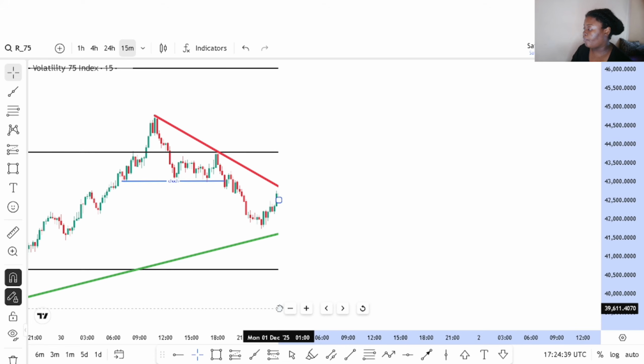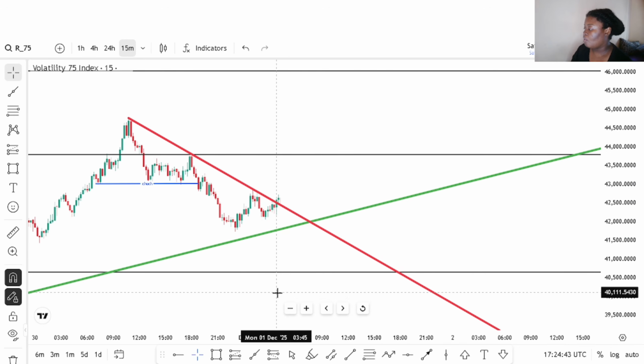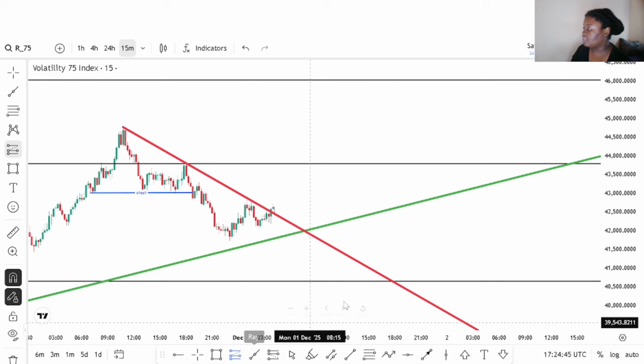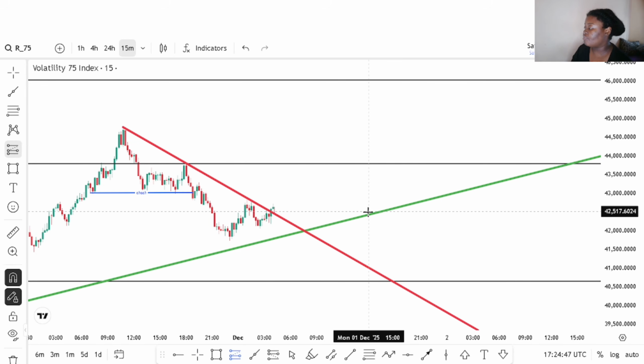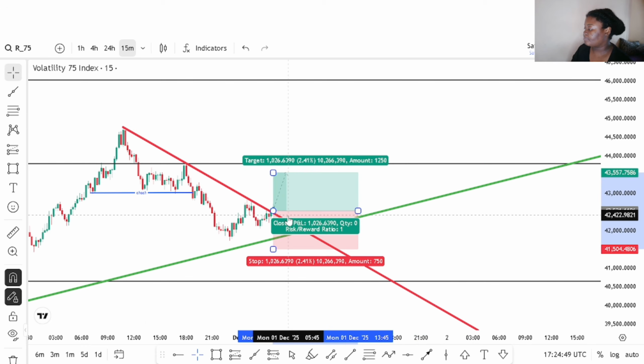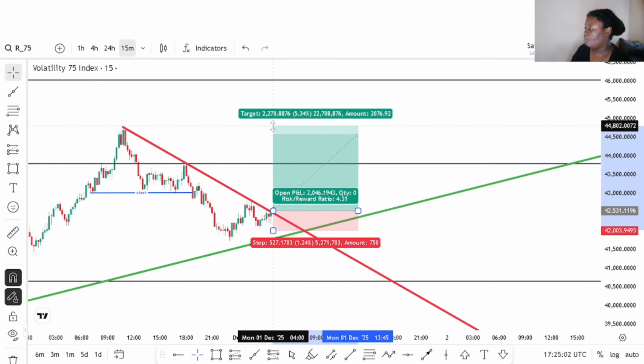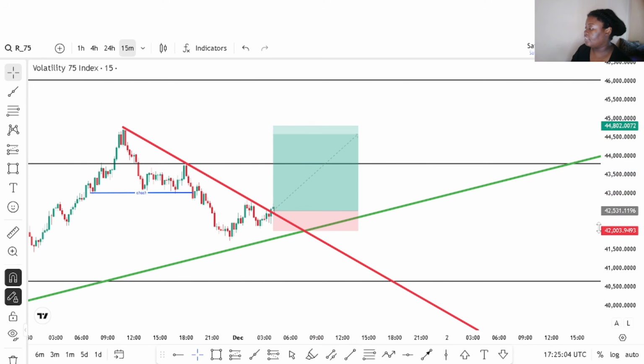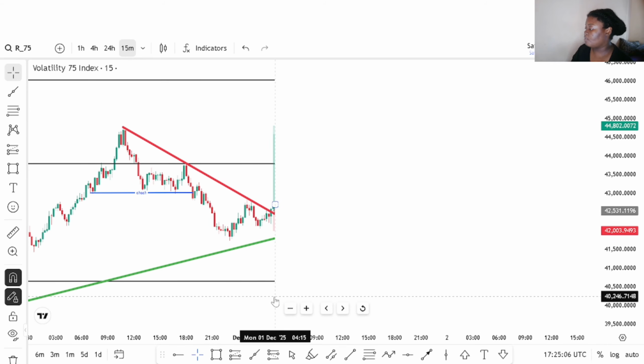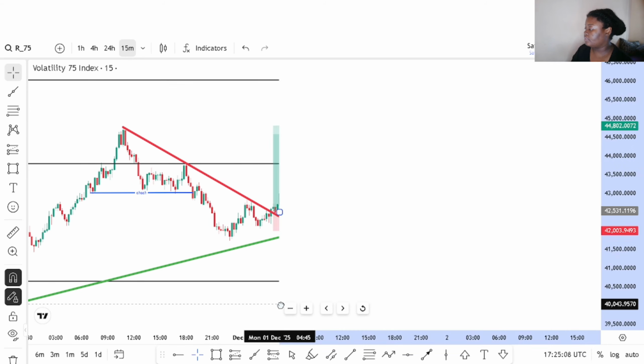So, we have a break of the red trend line there. You can wait on the candle to close. You can wait on a retest. Stop right below the low that pushed up the market to break the trend line. We target the high up here that started the retracement, and let's watch the market play out.